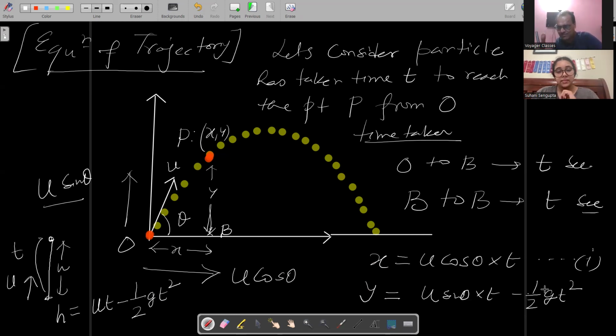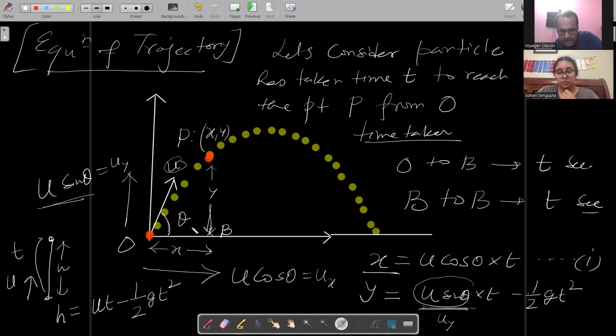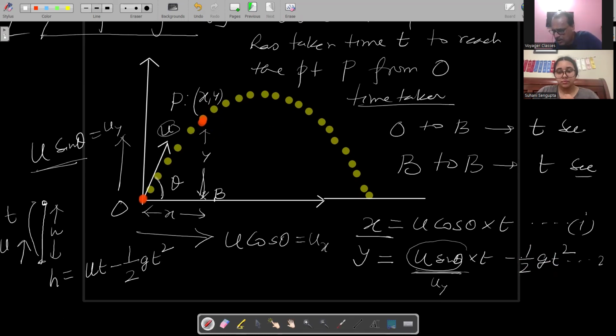Now it is clear? Same thing, no? Only the vertical component of the velocity will change. This velocity is basically u sin theta along the y component, and u cos theta along the x component. Once we talk about the horizontal displacement, meaning OB, we use u cos theta into t. And once we take the vertical displacement, the particle has reached from O to P, so we write u sin theta into t minus half g t square. That is the way you have to write it. This is your equation number two.